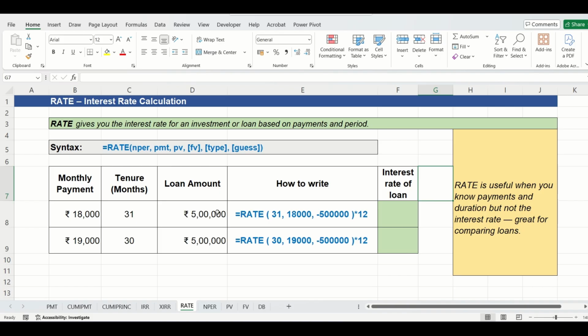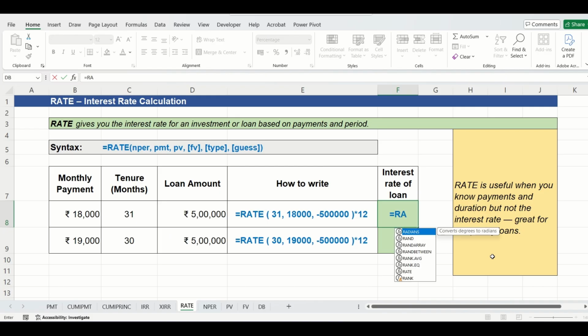Suppose you are taking a loan of 5 lakhs. One bank is offering you a monthly payment of 18,000 over a period of 31 months, and another bank for the same amount is offering you a monthly payment of 19,000, and the tenure in this case is 30 months. So which bank is offering you less interest rate?